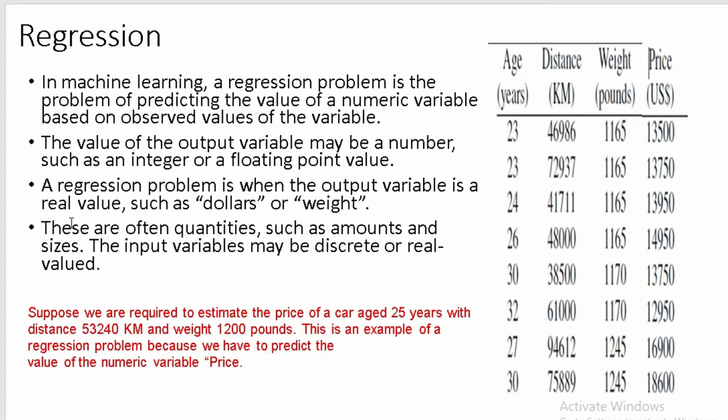A regression problem is when the output is a real value. See here, it's a real value such as dollars or weight, etc. And these are often quantities such as amounts and sizes. The input may be discrete or real valued. For example, suppose we are required to estimate the price of a car aged 25 with distance traveled 53240 kilometers and weight 1200 pounds. This is an example of a regression problem because we have to predict the value of a numeric variable called price.